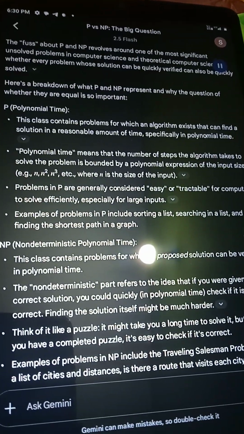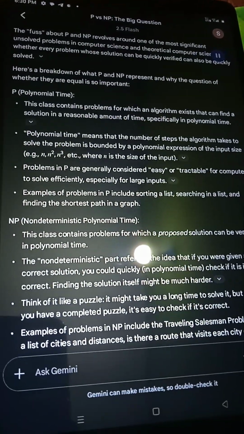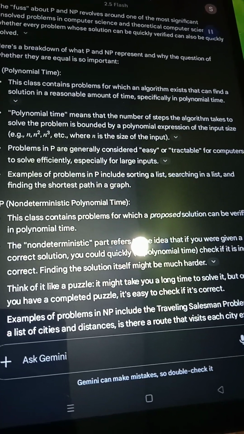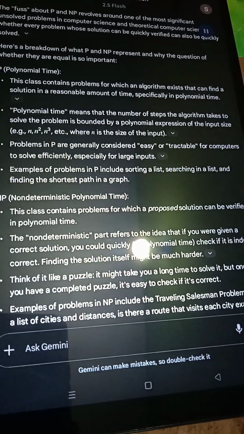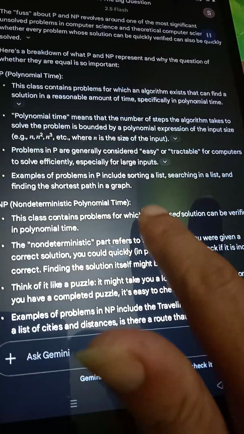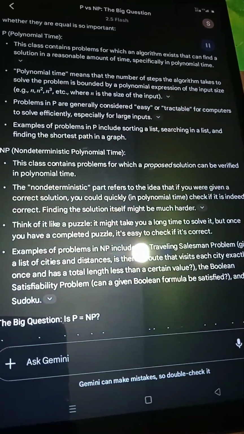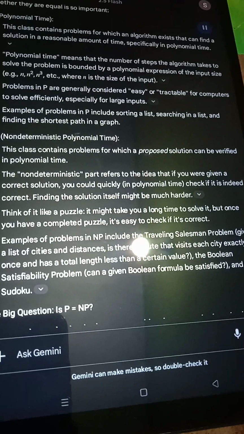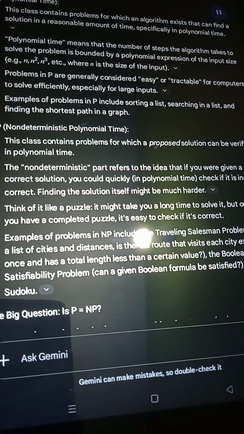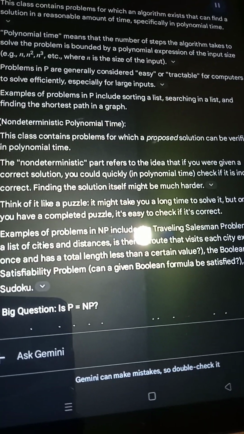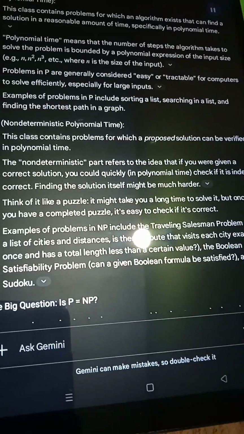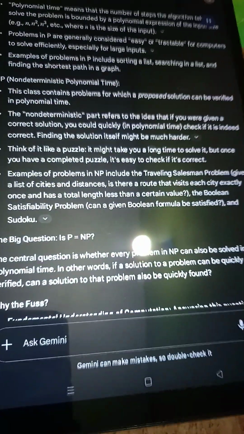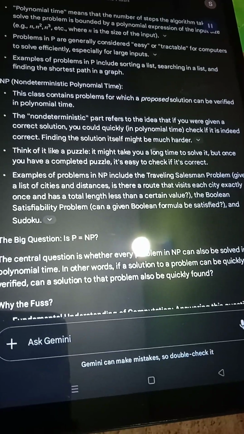important. P: polynomial time. This class contains problems for which an algorithm exists that can find a solution in a reasonable amount of time, specifically in polynomial time. Polynomial time means that the number of steps the algorithm takes to solve the problem is bounded by a polynomial expression of the input size, e.g., n squared, n cubed, etc., where n is the size of the input. Problems in P are generally considered easy or tractable for computers to solve efficiently, especially for large inputs.